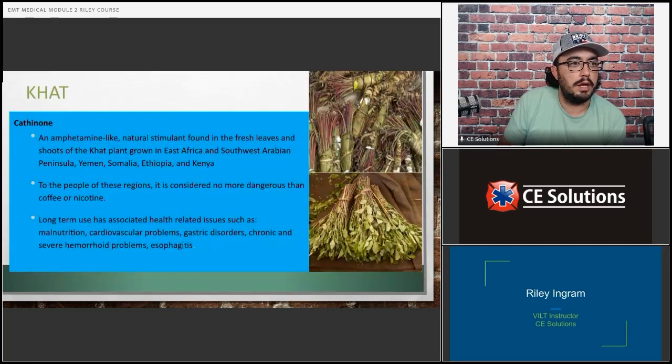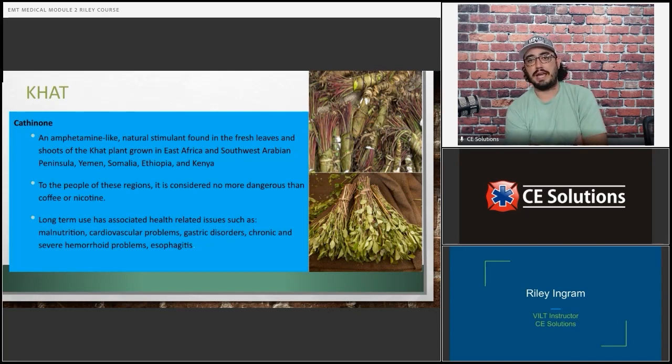Sorry. And khat, or cathinone. All right. This is what I was talking about, your herbal drug that is kind of not from here. It's an amphetamine-like natural stimulant found in the fresh leaves and shoots of the khat plant grown in East Africa, Southwest Arabian Peninsula, Yemen, Somalia, Ethiopia, and Kenya. To the people of these regions, this is a normal thing. It's considered no more dangerous than coffee or nicotine. I mean, this is an everyday thing there. Society does not look at it as a drug.